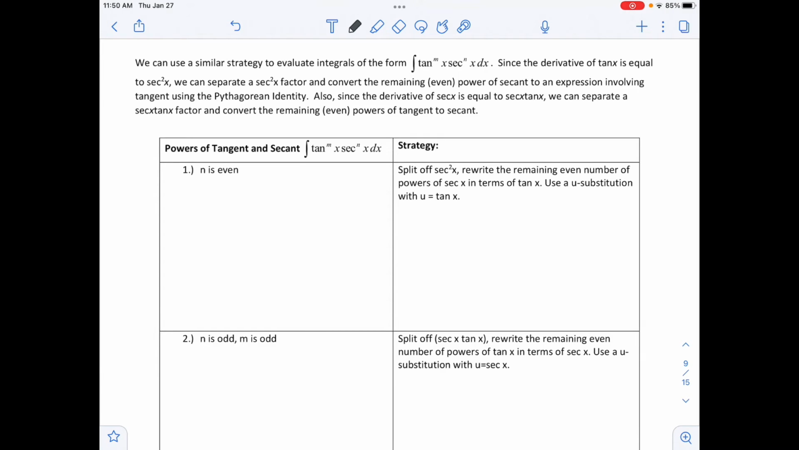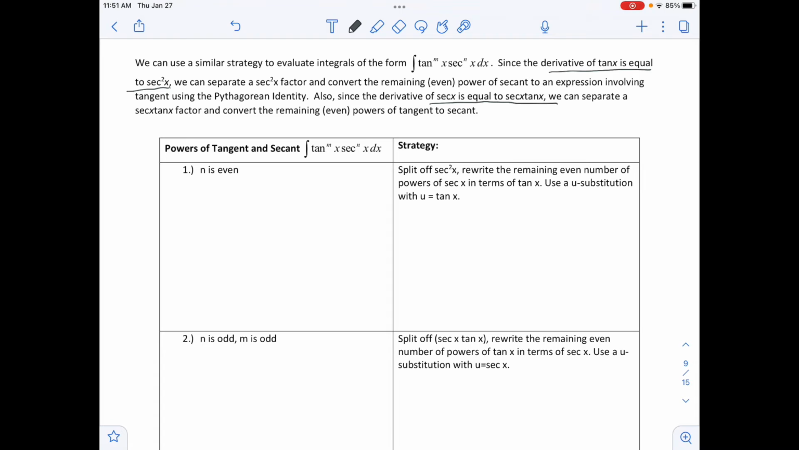Since the derivative of tangent of x is equal to secant squared of x, we can separate secant squared of x factors and convert the remaining even powers of secant to an expression involving tangent using the Pythagorean identity. Also, since the derivative of secant of x is equal to secant x tangent x, we can separate a secant x tangent x factor and convert the remaining even powers of tangent to secant.